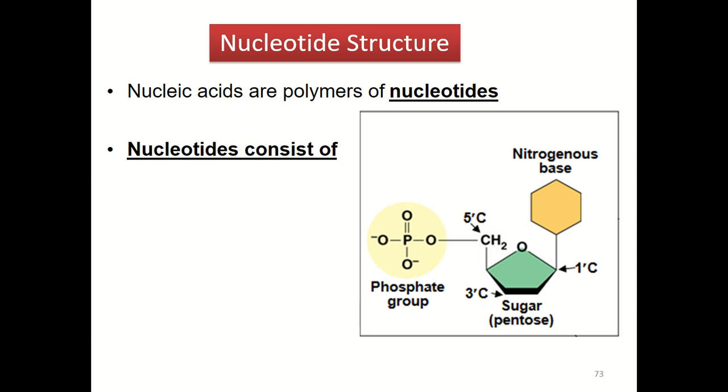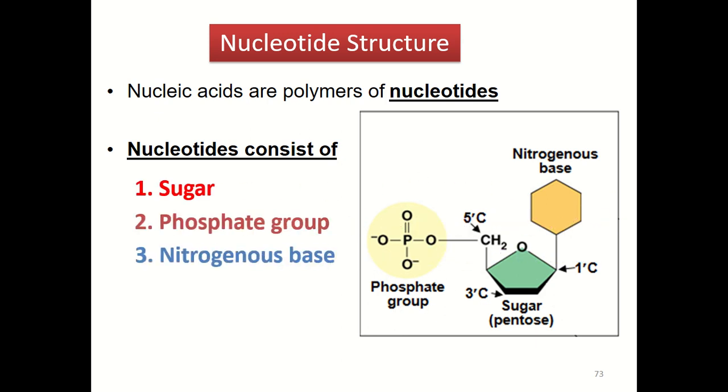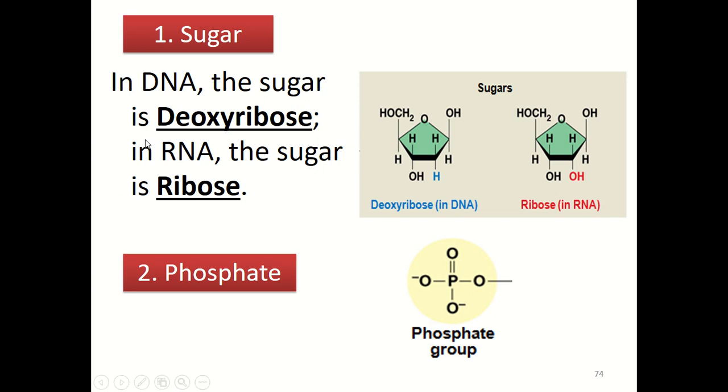So nucleotide consists of three components. The first one we have nitrogenous base, second one is the pentose sugar, and also one phosphate group. The sugar in DNA is deoxyribose sugar. Meanwhile, in RNA it is ribose sugar. The difference between deoxyribose and ribose sugar is the presence of an oxygen atom on the carbon number 2 here. And then next, DNA or RNA only consists of one phosphate group.